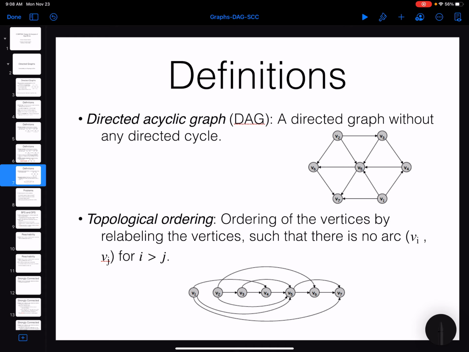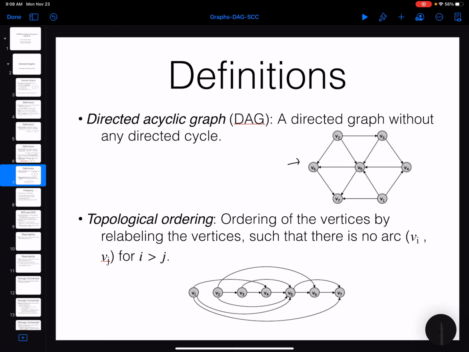Another term that we define in directed graphs is directed acyclic graph. We say that a directed graph is called a DAG, or directed acyclic graph, if there is no directed cycle in the graph. If you think about this example, you will see that although we have a lot of cycles if you don't consider the direction of the edges, there is no directed cycle in this graph.